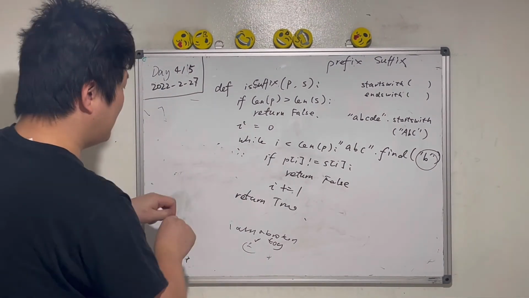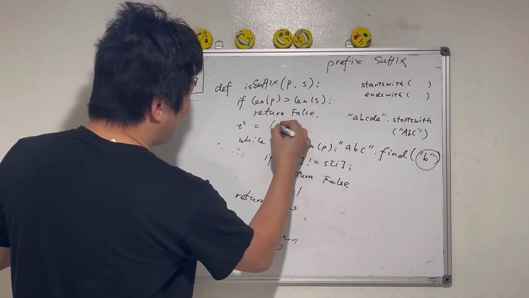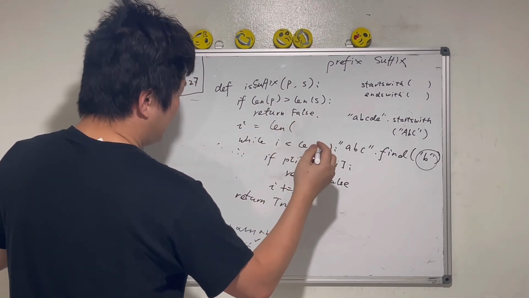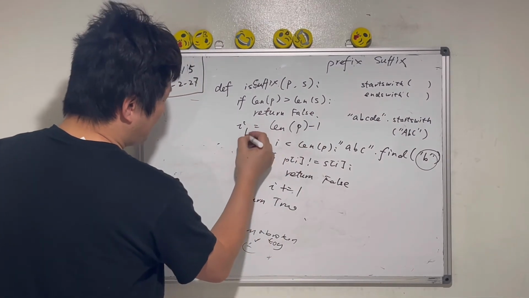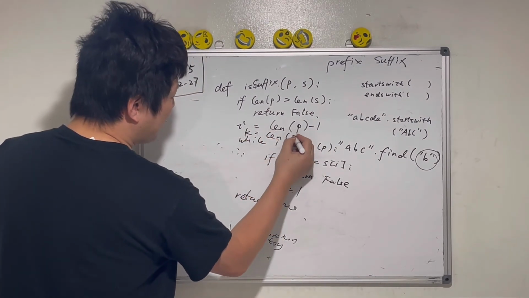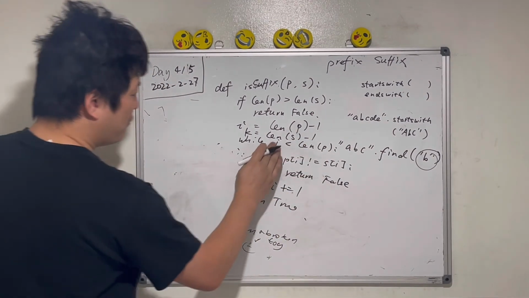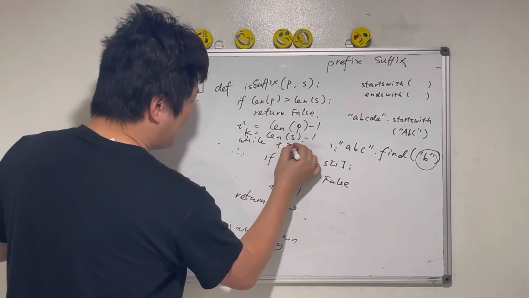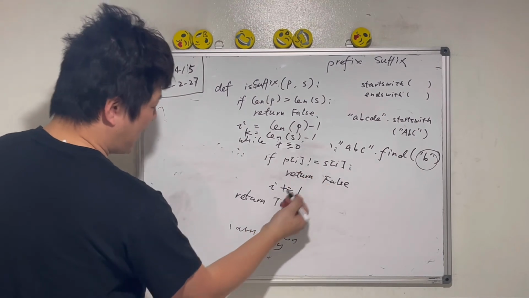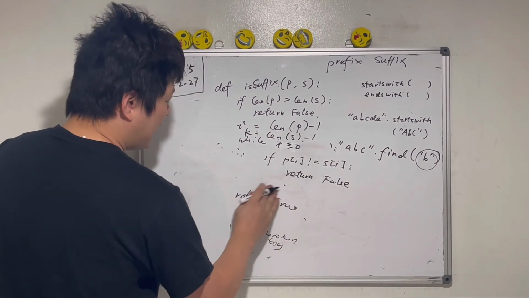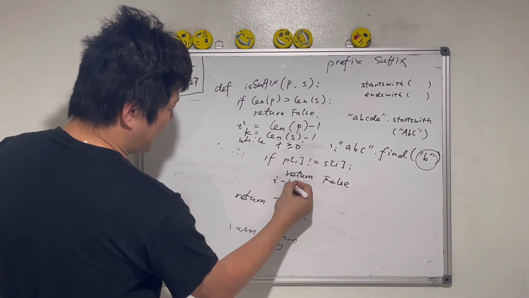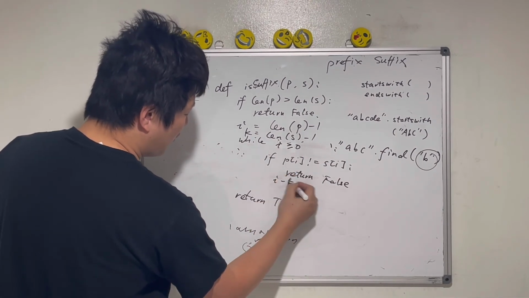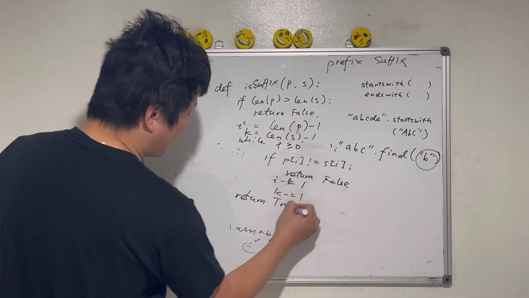So we are here. I will be equal to the length of P minus 1. And then I will have another one, k equals the end of the string minus 1. And while I is bigger or equal than 0, if it's not matching, then we return false, otherwise I will decrement it. I minus equal 1, and then k minus equal 1, okay.